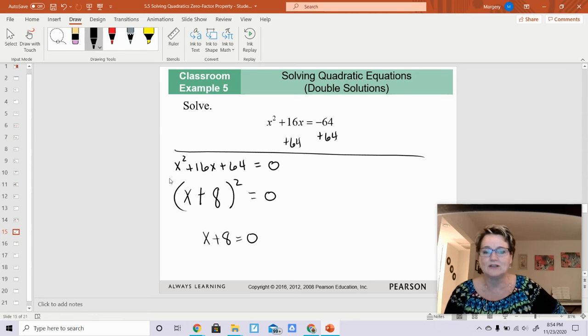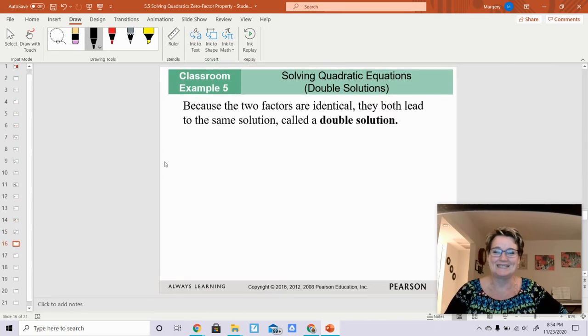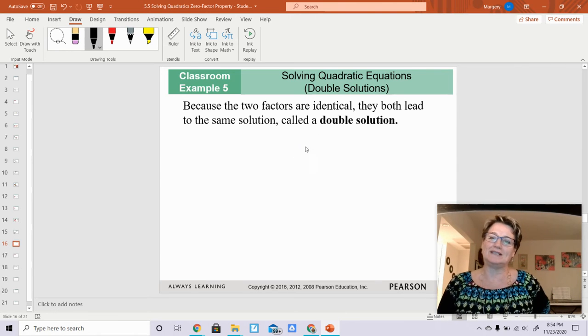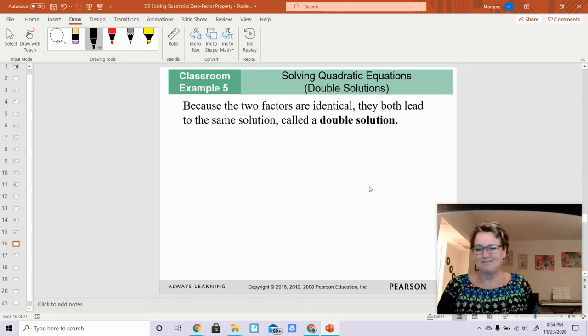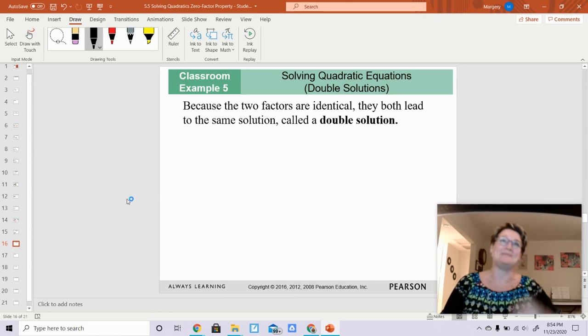So both answers are going to be -1. Or sorry, -8. Don't even know where I got -1. But they both will be -8. All righty? Let's do the next one. Because the factors are identical, they both lead to the same solution. It's called a double solution. I never really realized it's called a double solution. I just always assumed it was -8. No big deal. All right, let's keep moving.